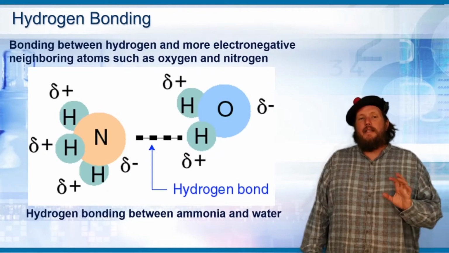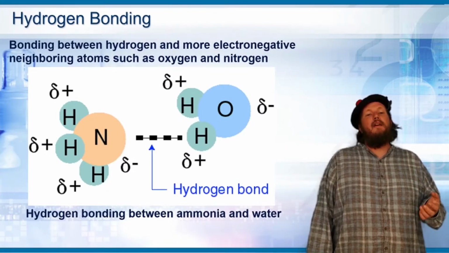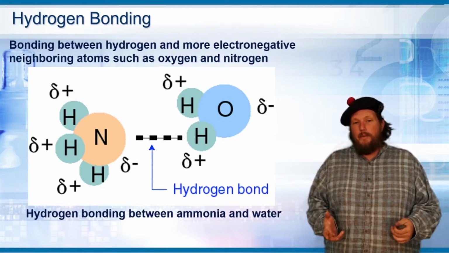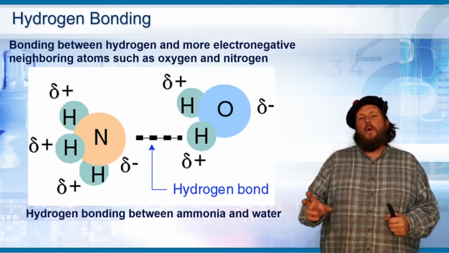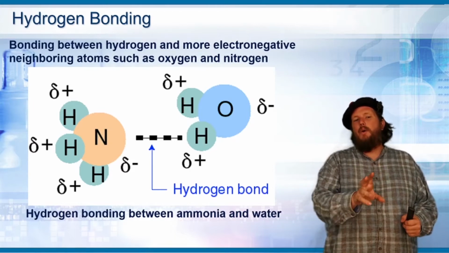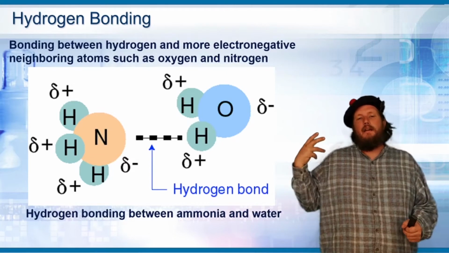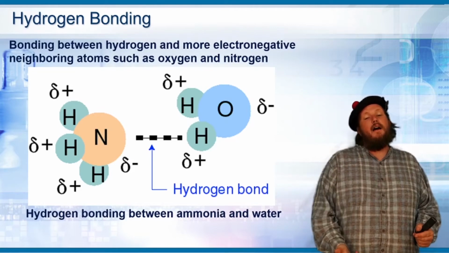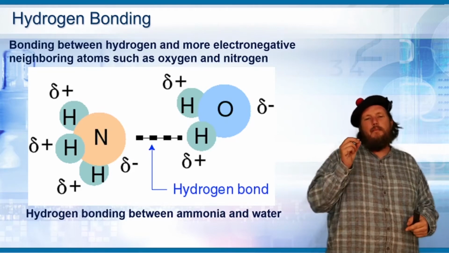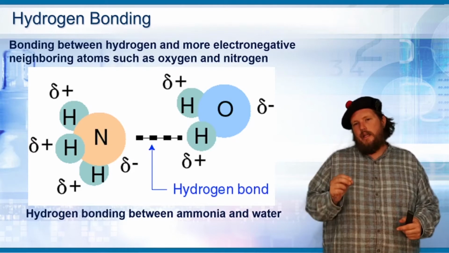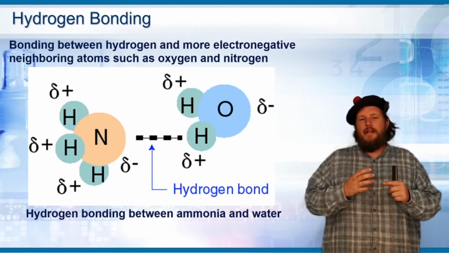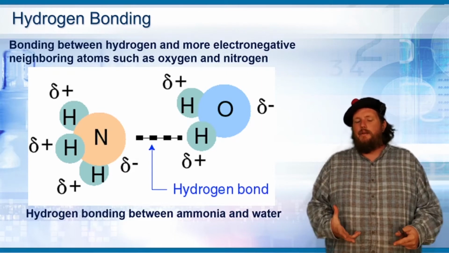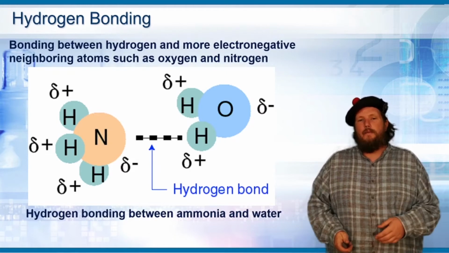So hydrogen bonding is the bonding between hydrogen and more electronegative neighboring atoms such as oxygen and nitrogen. So, for example, ammonia and water are attracted. The negative end of the ammonia is attracted to the positive hydrogen, and this only happens with very electronegative elements. Fluorine, oxygen, and nitrogen bound to a hydrogen, so they have to be small, very electronegative elements bound to hydrogen that give you hydrogen bonding. It's like a dipole interaction, but it's actually more advanced and a little bit stronger.